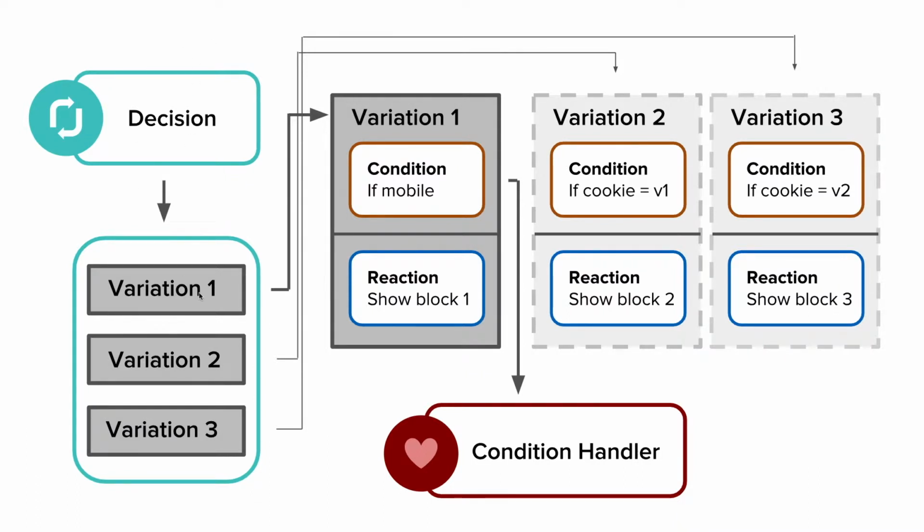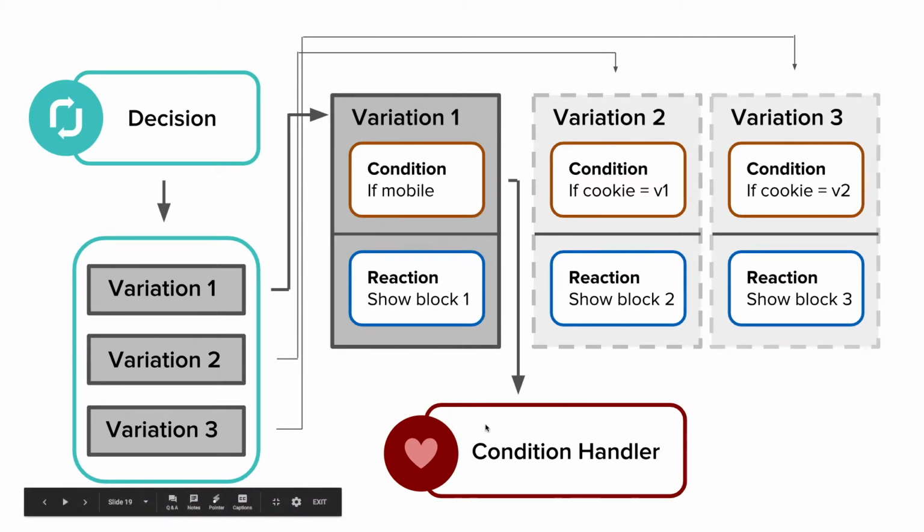So we have our decision with our variations in there. And then within each variation, we have our conditions and our associated reactions. So in this case, we have 3 of them. We're saying if it's mobile, let's show block 1. If cookie equals v1, let's show block 2. If cookie equals v2, let's show block 3. Then what it does, at first, before it processes it any further, is take all these conditions out and send them into the condition handler.